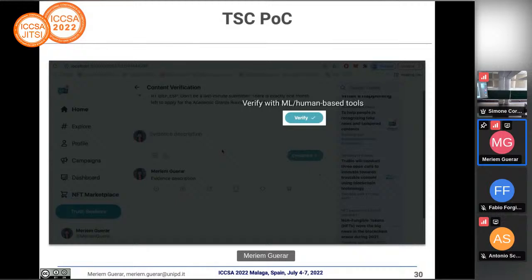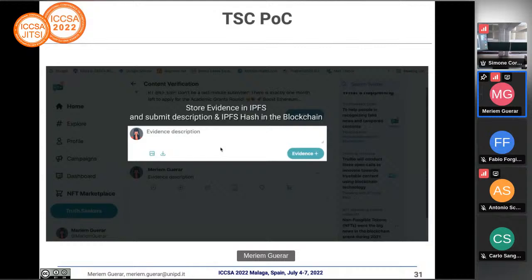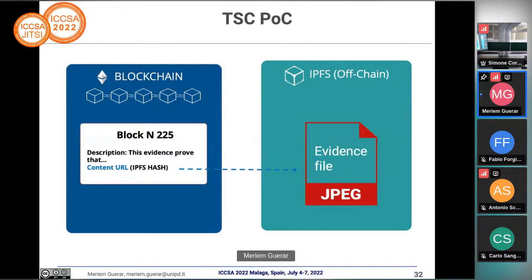And can also add evidence. The evidence will be stored in IPFS. We store the evidence file in IPFS because storing it in the blockchain is expensive. We will see later on how the evidence can be tokenized. So as you can see here, the evidence will be stored in IPFS and only the hash and the description will be stored in the blockchain.